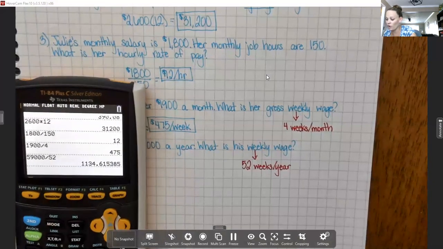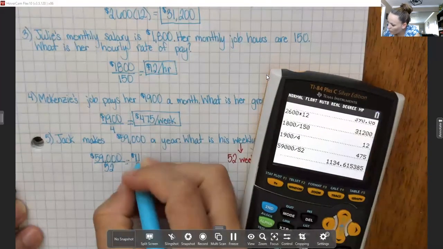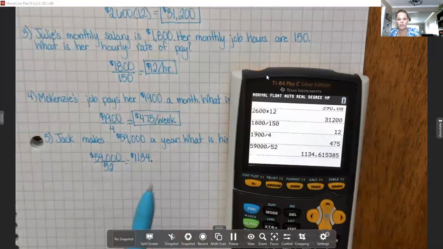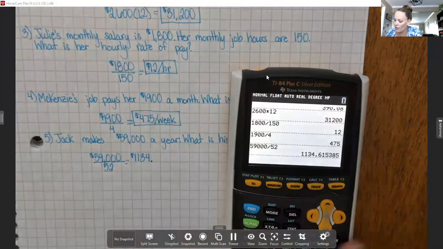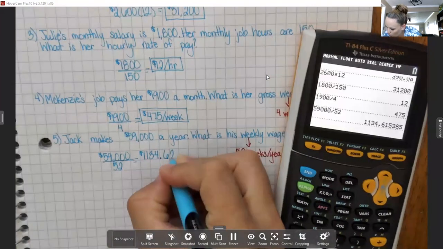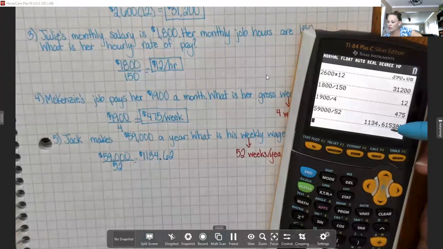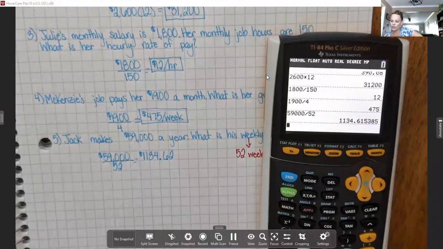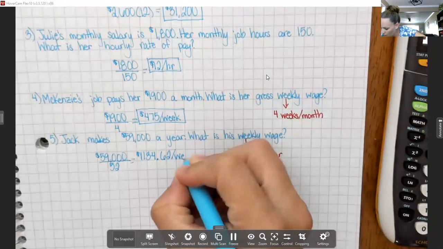So here we're going to have to do our first little bit of rounding. So it's $1,134. And then with money, we always want to round to 2 decimal places. And so it's going to be 6. And then because after the 1 is a 5, we're going to round that to 62 cents. So again, anytime we're talking about money, you want to use 2 decimal places. So since after the 1 is a 5, we have to round up. So he makes $1,134.62 per week, approximately.